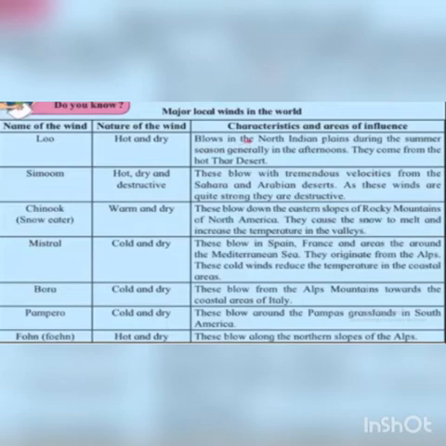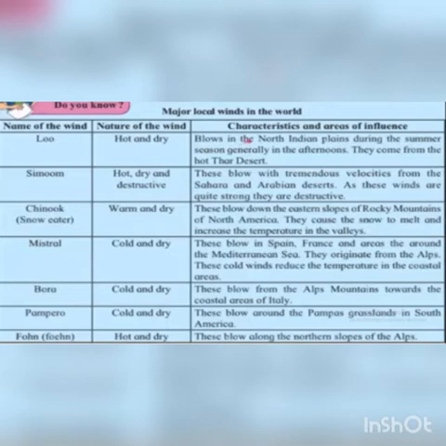Second wind is the Simoon. The nature is hot, dry and destructive. Now these winds blow with a tremendous velocity from the Sahara and the Arabian desert. As these winds are quite strong, they are destructive. Next is Chinook. Nature is warm and dry. These winds blow down the eastern slopes of the Rocky Mountains of North America. They cause the snow to melt and increase the temperature in the valleys.